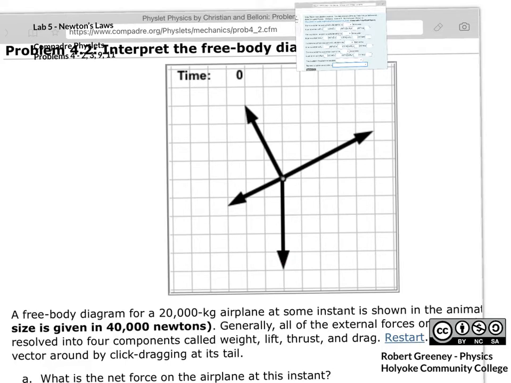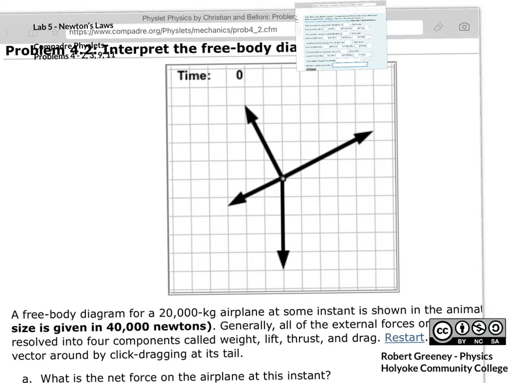And you might notice we have a 20,000 kilogram plane, so that would be 200,000 newtons, right? If we multiply by g is 10, it's about 200,000 newtons, and each box is 40,000 newtons, so we go 1, 2, 3, 4, 5. Okay, there's the 200,000 newtons. So the thing seems to be legitimate.